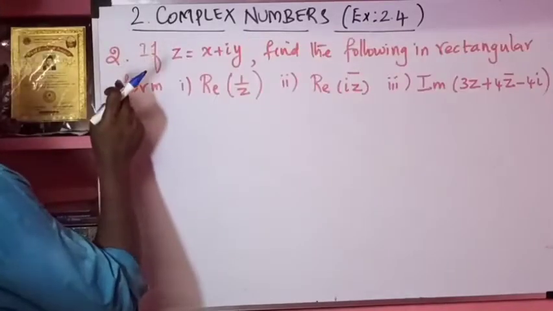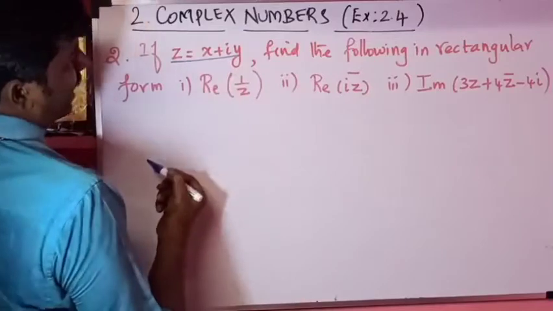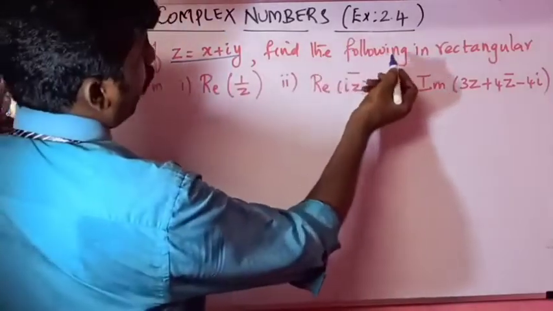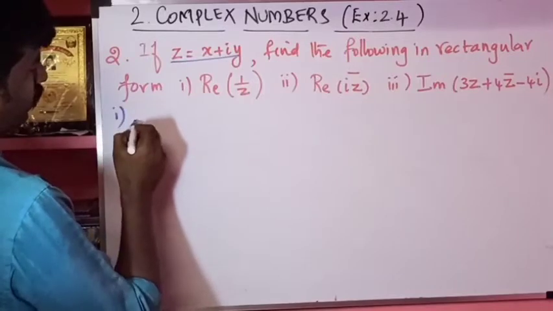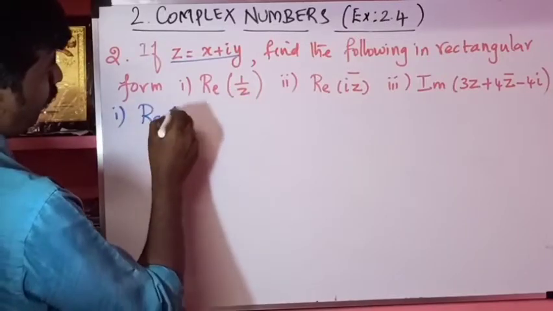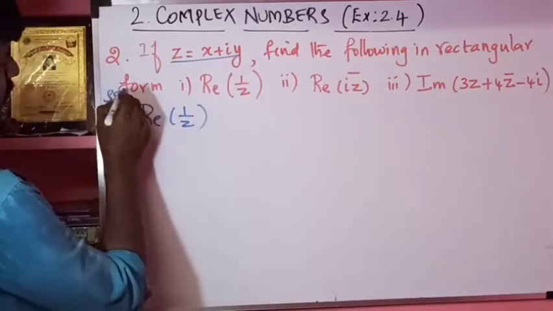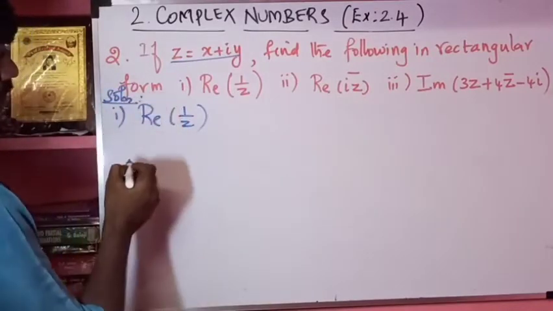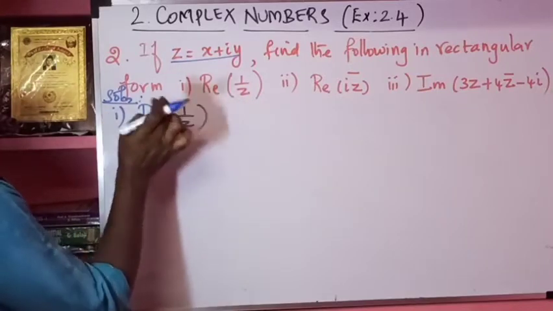See the second problem in Exercise 2.4. If z is equal to x plus iy, find the following in rectangular form. See the first question, the solution: the real part of 1 by z. What is that? The real part of 1 by z. So see the solution for the first part. This is the real part.